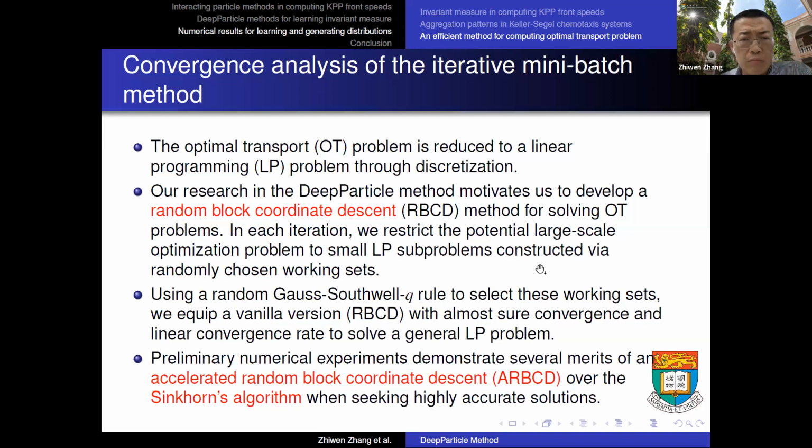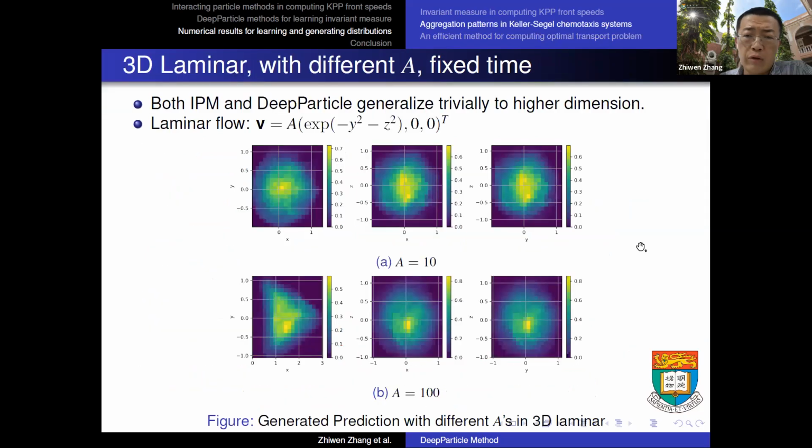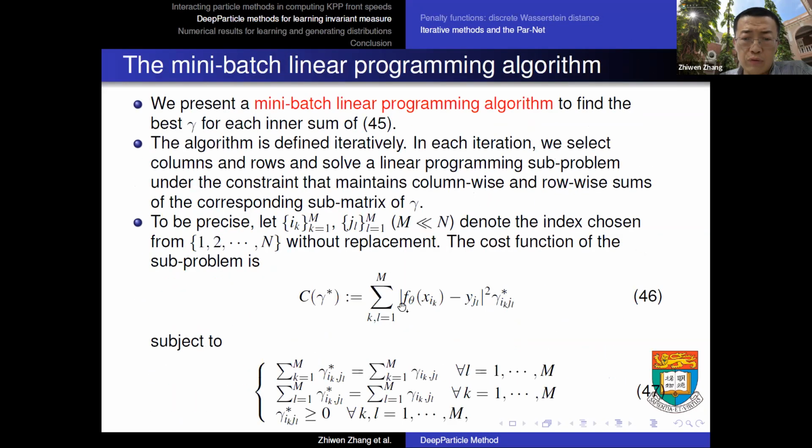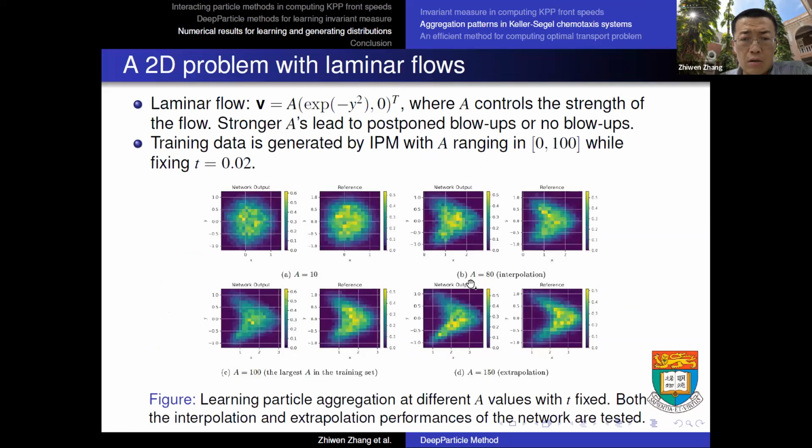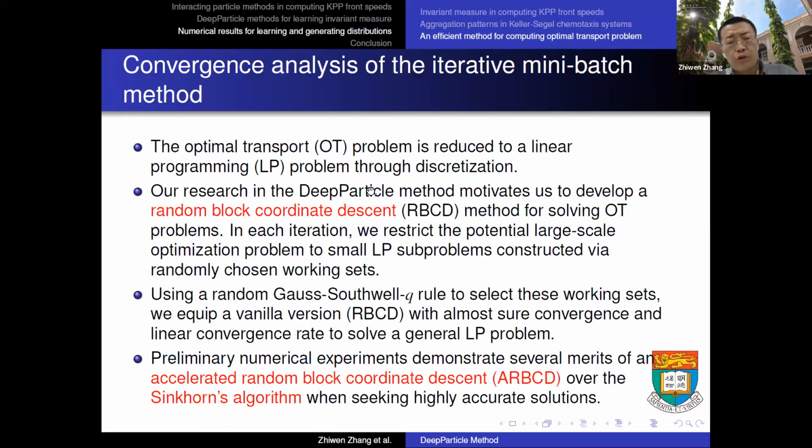And finally, I want to show you one more thing. As a byproduct of this DeepParticle method, we want to prove that this method is convergent. That's a byproduct or additional project. OT is a popular research area. In Kantorovich's setup, OT is reduced to a linear program. So if the size of the problem is small, the simplex method or interior point method are very powerful, right?